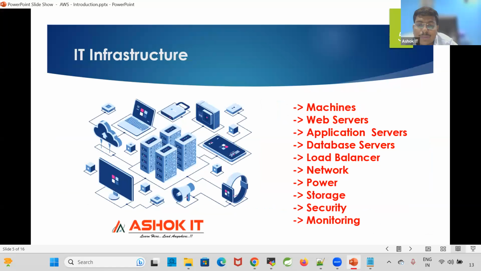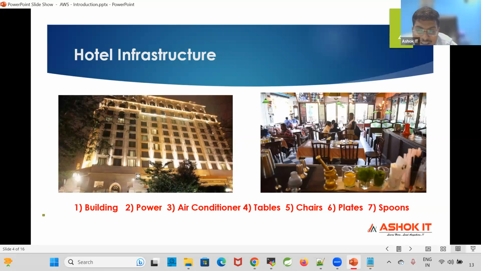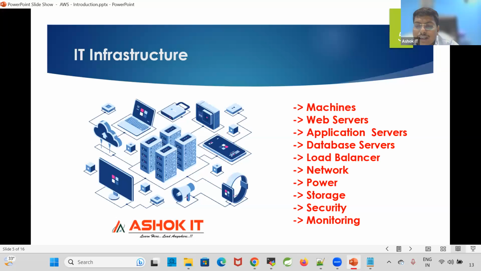Now, to start the school you need some infrastructure, and to start the hotel you need some infrastructure. Now I want to start one software company. If you want to develop a software project, we need some infrastructure. That is called IT infrastructure. Information technology infrastructure is required. So if you want to start one company, you need to purchase some machines. You need computers for the employees to develop the project. You need computers to run the project.